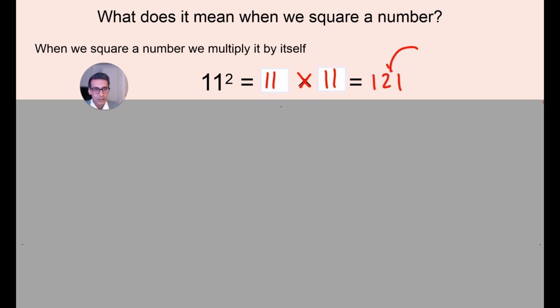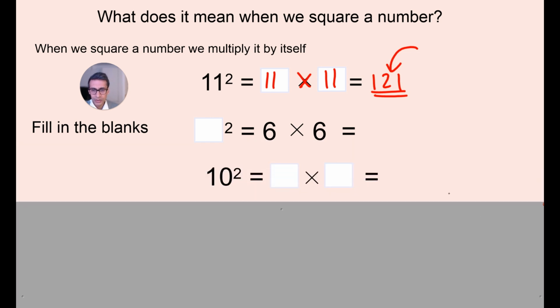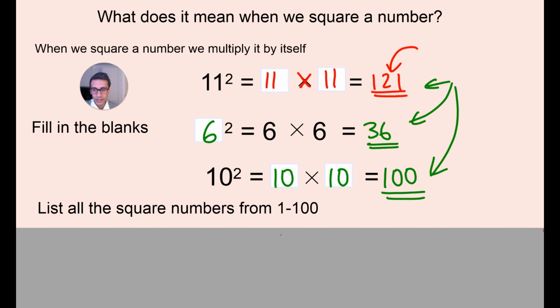So this is the square number 121. It's the product of 11 squared. If you fill in the blanks for these two square numbers, you can see here 6 squared is equal to 6 times 6, which is 36. There's a square number. And then 10 squared is 10 times 10, which is 100. So these are examples of square numbers because you multiplied something by itself to get the answer.